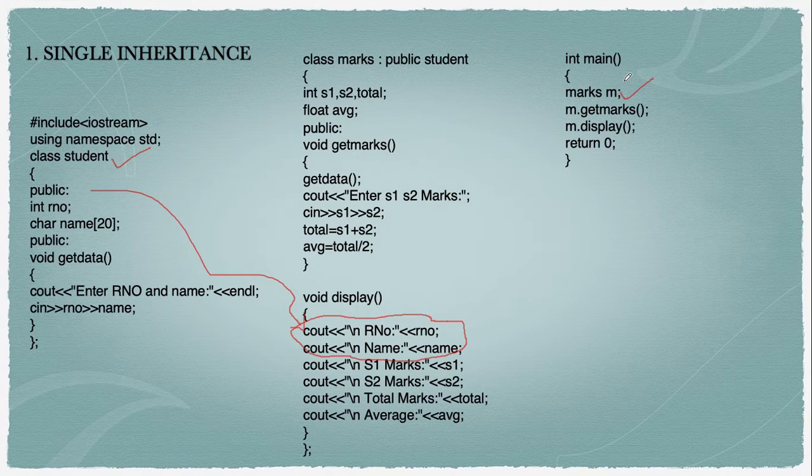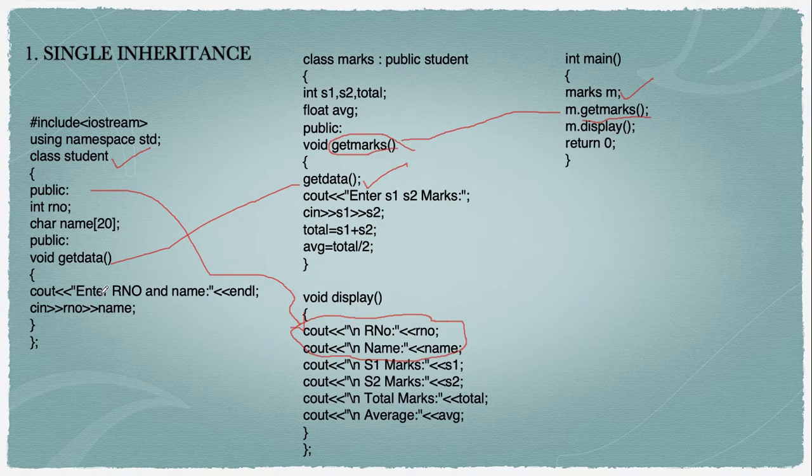Using the marks object, I am calling a function called get marks. Where is the get marks? Here is the get marks. When I call the get marks, what will happen? It calls the get data first. So when you call get marks, first it will execute the get data. Where is get data? Here is the get data.